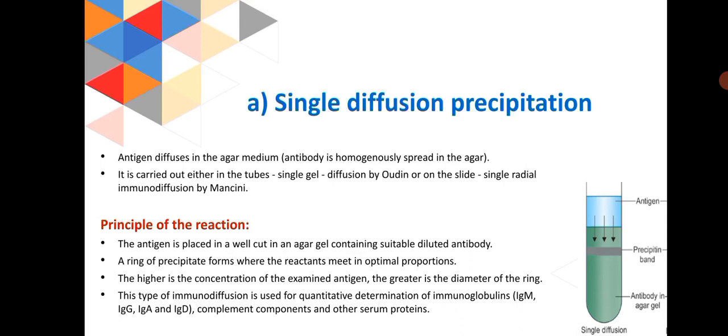A ring of precipitate forms where the reactants meet in optimal proportions. The higher the concentration of the examined antigen, the greater is the diameter of the ring. This type of immunodiffusion is used for quantitative determination of immunoglobulins, complement components, and other serum proteins.